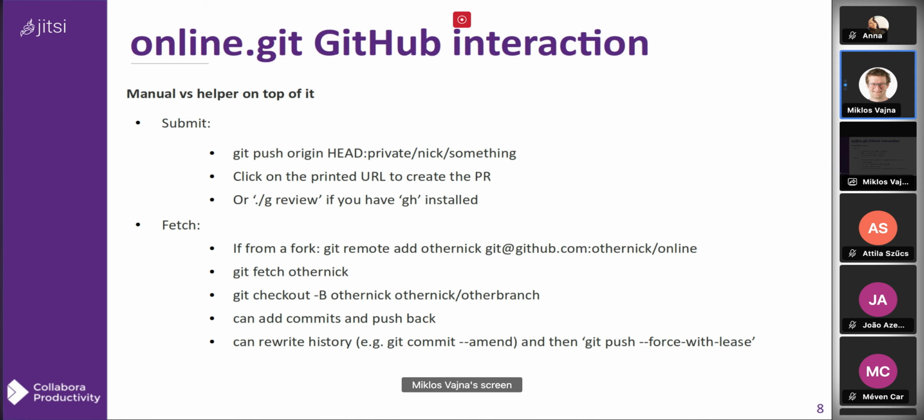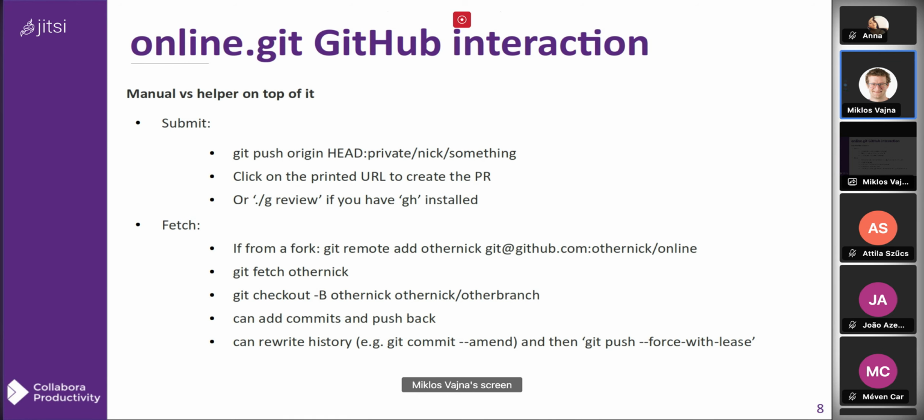You can check out a new branch. Mentally, that's probably just the name of that person, because I'm reviewing a change from somebody. And then once you have that, you can build it and try it out. You can also add new commits there. You can push it back. You can even rewrite history in case you want.